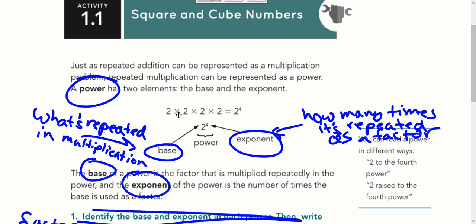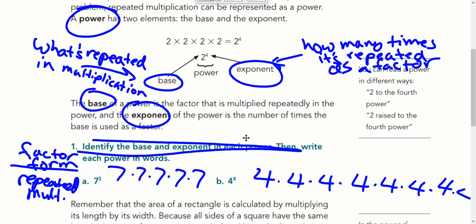As you can see, the 2 is what gets repeated, and the 4 tells you how many times we're repeating it as a factor. So 2 times 2 times 2 times 2. In this case, it'd be 7 times 7 times 7 times 7 times 7, and 4 times 4 times 4 times 4, all the way until you have all of them written out. There should be 8.